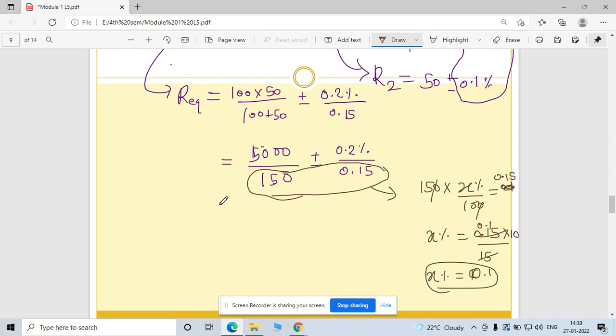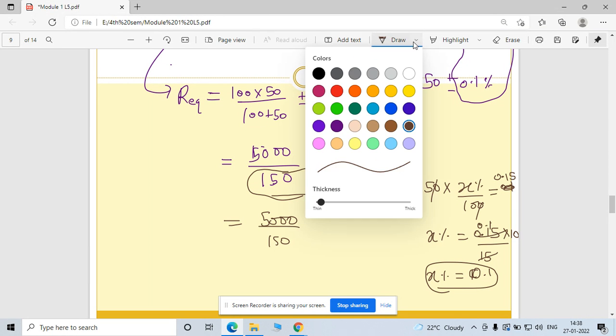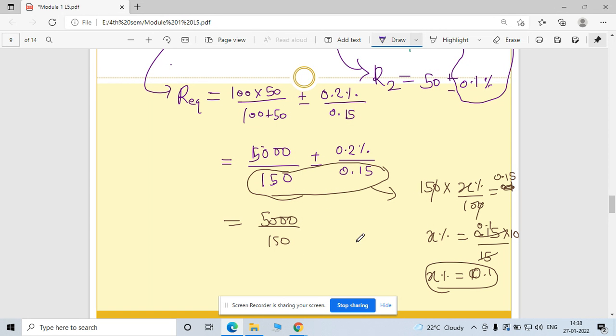So put that value in this. So this is your 5000 divided by 150. This term is constant. Only the variation is in the error part, depending on these steps. Here the division is happening, so this term is also in terms of percentage. So this term is nothing but your 0.1%, 0.1 percentage, right? This is your 0.1%.